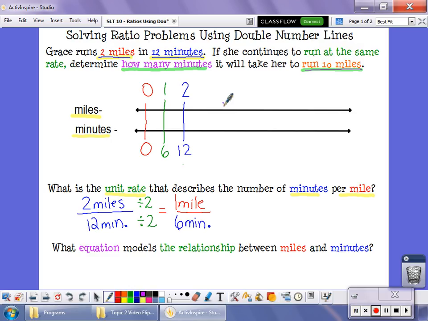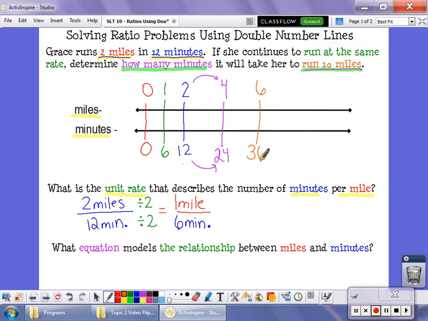If she were to run another 2 miles, another 2 miles, it would take another 12 minutes, which would be 24 minutes. So it would take her 24 minutes to run 4 miles. And I can keep this pattern going. What if she did another 2 miles? That would give her 6 miles. 6 miles, another 12 minutes would be 36 minutes.